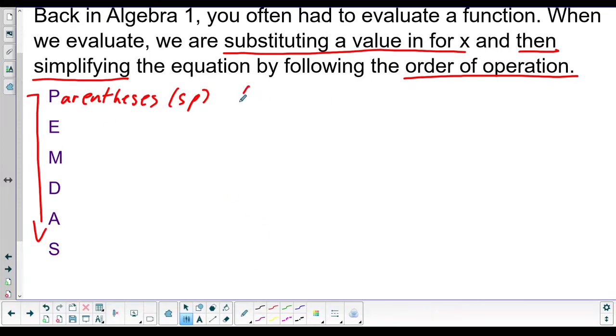Parentheses. So what that means is if I have like 2 plus 5 times 3, I'm going to add the 2 and the 5 first because they're inside the parentheses. Then I'll do the 3.